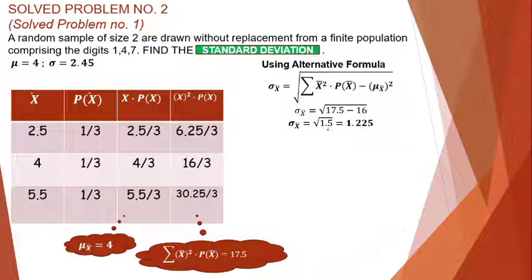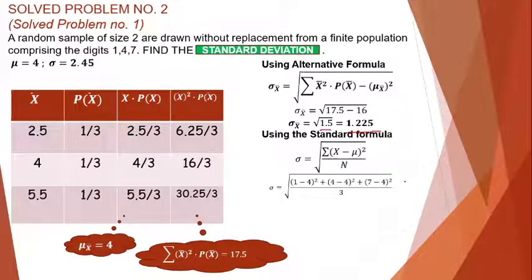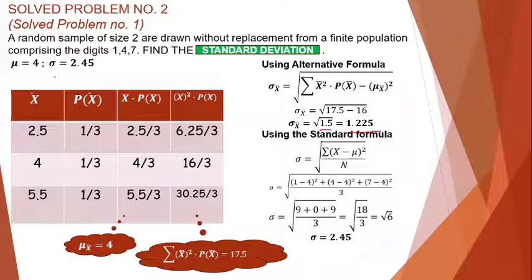Nakalimutan kong i-explain. Di ba nakuha nyo ito? Bago nyo hanapin yung square root, ito na yung variance nyo. Square root nyo to, ito na yung standard deviation, 1.225. Using the standard formula here, saan po natin ito nakuha? Ito lang naman yon. 1 minus 4 squared. So, let's shortcut na 3. 0 squared, 0. 3 squared, 9. So, add nyo, square root of 6. Ito lang naman din yun eh.